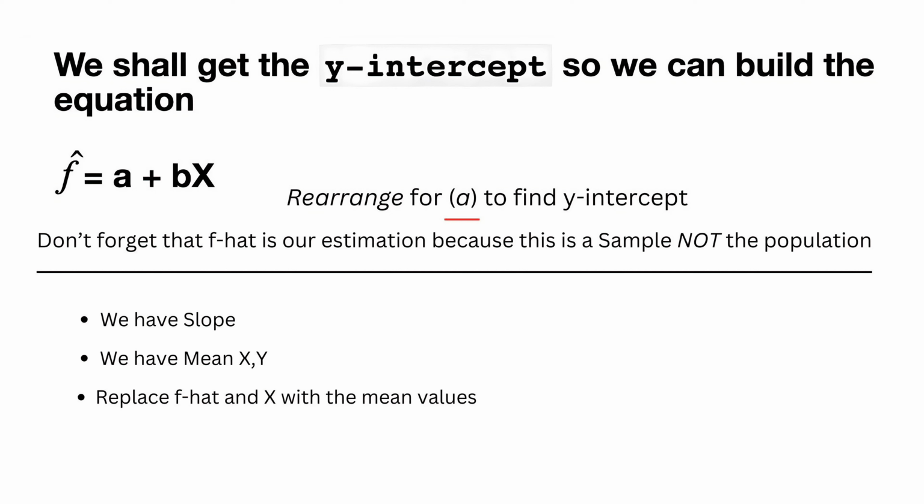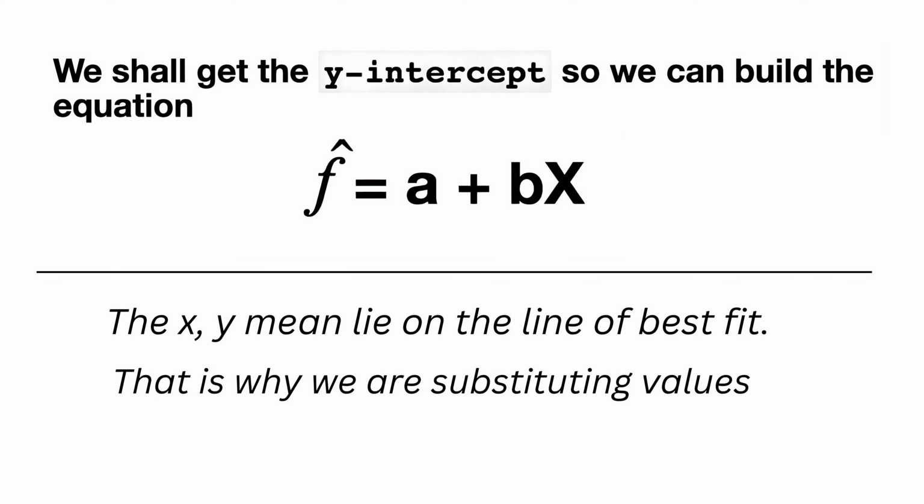Considering we have the slope and the mean of x and y, we will utilize x mean in place of x and y mean in place of y hat. Since we're dealing with an estimation of the sample and not the population, an important point is this: since we know that the mean values lie on the line, we can use those to plug in for the x and the f hat.